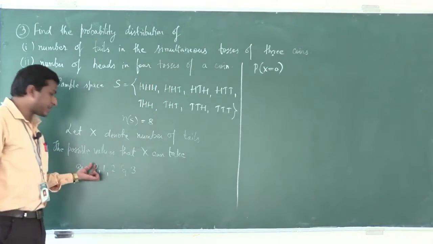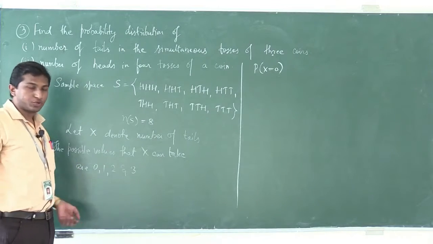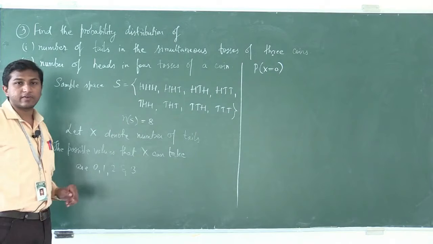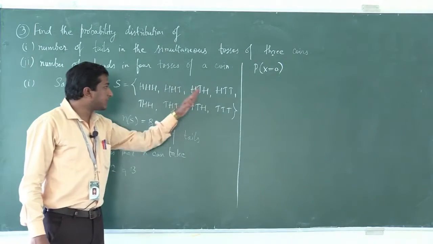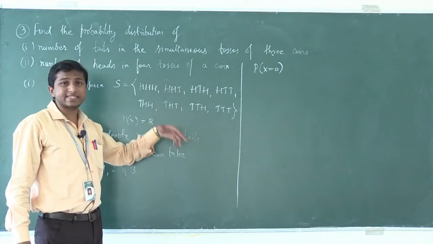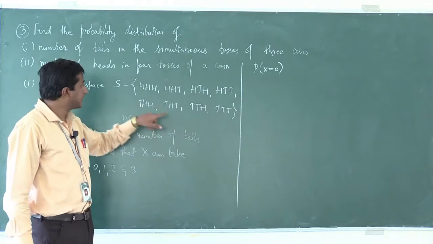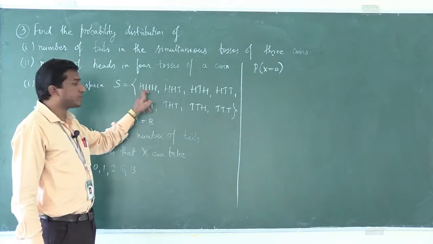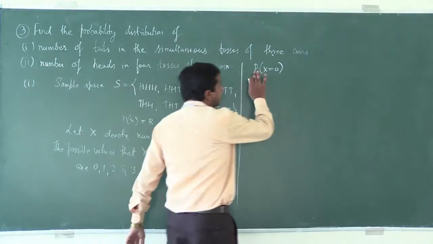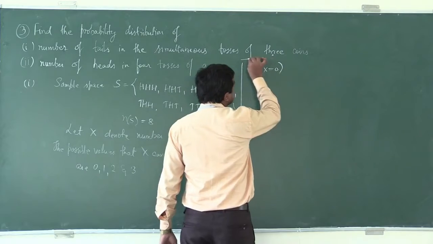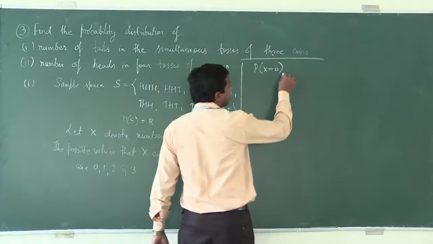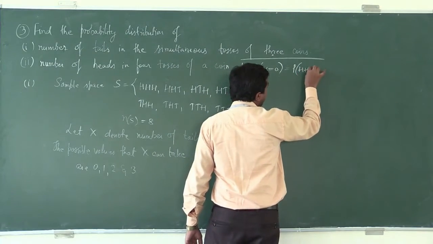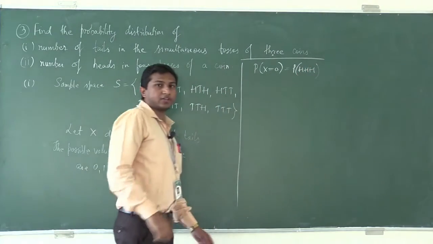When will X take the value 0? Just now I told you, when we have no tails or 0 tails, X takes the value 0. So which are the outcomes having 0 tails or no tails? That is the outcome wherein you get 3 heads, that is H, H, H. So I can write P of X equals 0 is nothing but equal to probability of getting the outcome H, H, H.